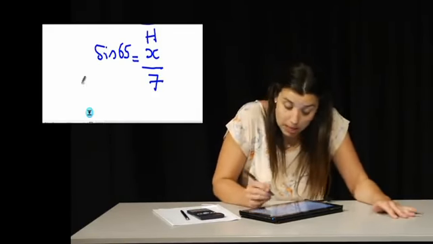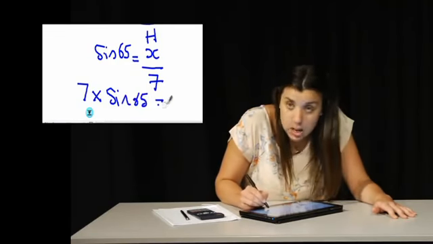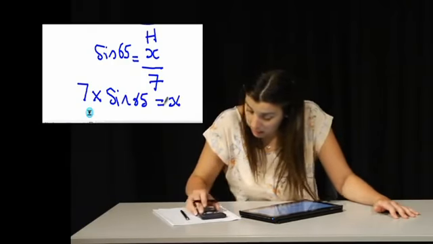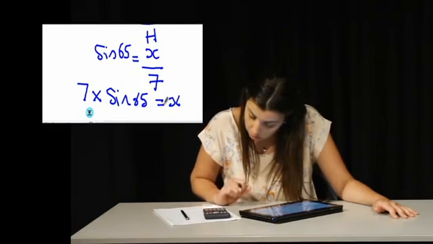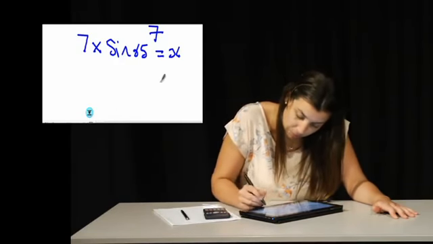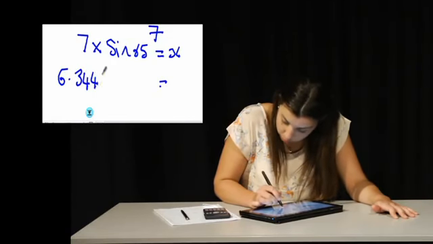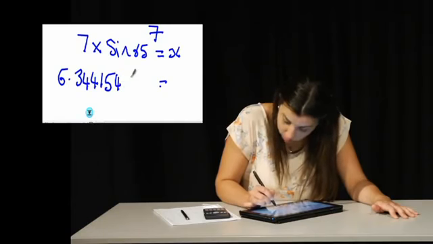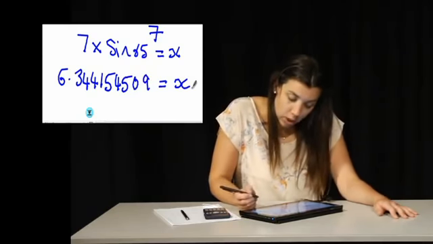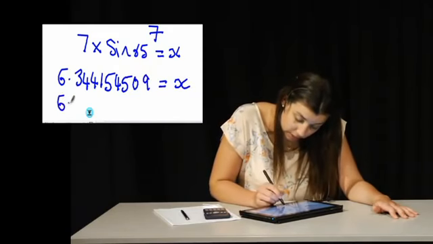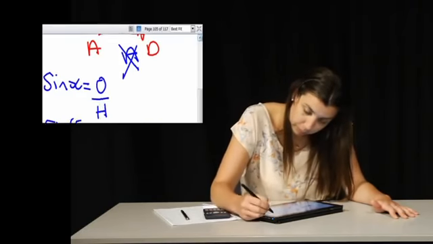How do we find x? Multiply them together. So we have 7 multiplied by sin 65 equals x. To my calculator. So 7 multiplied by sin 65 equals, big long number, I'm going to write it all down, 6.344154509 equals x. Okay, so rounding that to 3 significant figures, we have 6.34, because the number after the 4 is 4, it's a small number.